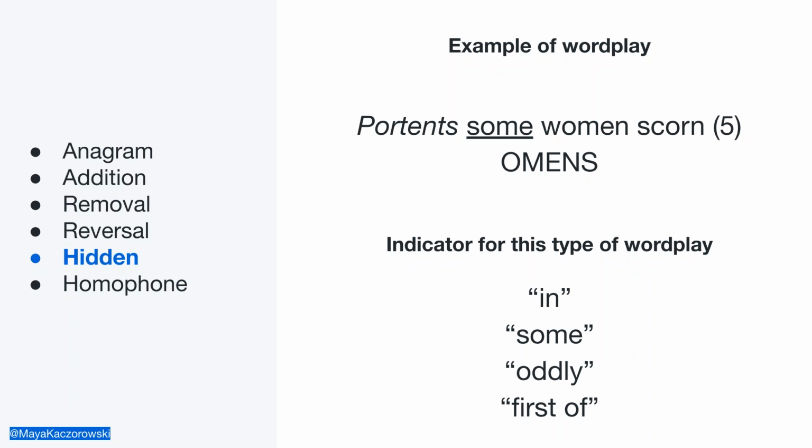So wordplay here for pretense, some, woman, scorn. Some tells us we can look for some hidden words. We look for a word meaning portents in some of the letters of woman, scorn, and see omens, starting in woman here and ending in the first letter of scorn. Hidden clues will be indicated with in. Again, that's a tough one because in can indicate so many different things. Holding, or if you're looking at a particular pattern, things like oddly, first of, regularly, etc.